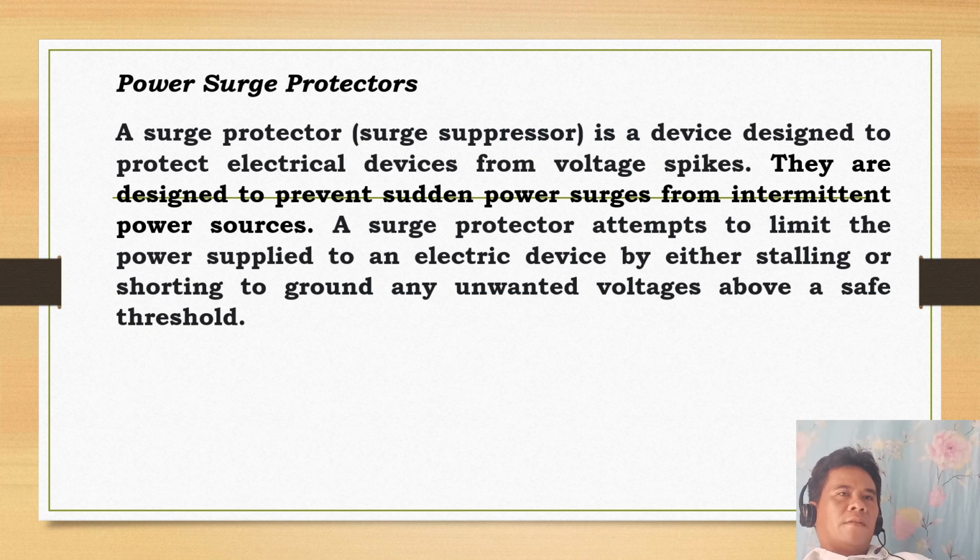Okay, let's proceed to the power source protectors. What are the functions of the power source protectors? So, by the way, what is a power source protector? A power source protector is a device designed to protect electrical devices from voltage spikes. They are designed to prevent sudden power surge from intermittent power sources. A surge protector attempts to limit the power supply to an electric device by either stalling or shorting to ground any unwanted voltages above a safe threshold.